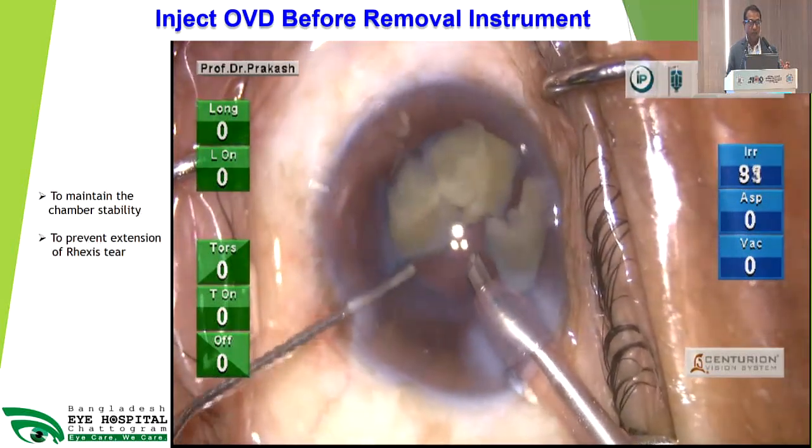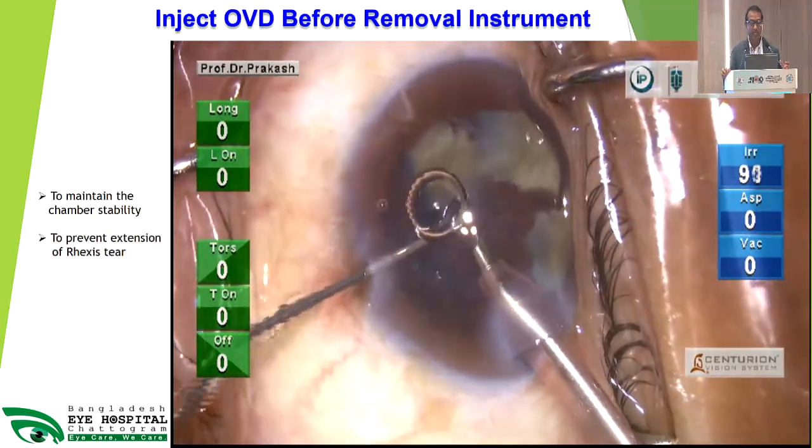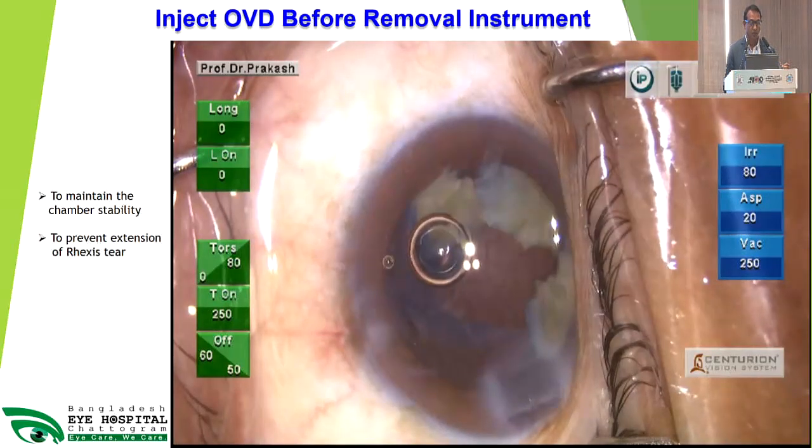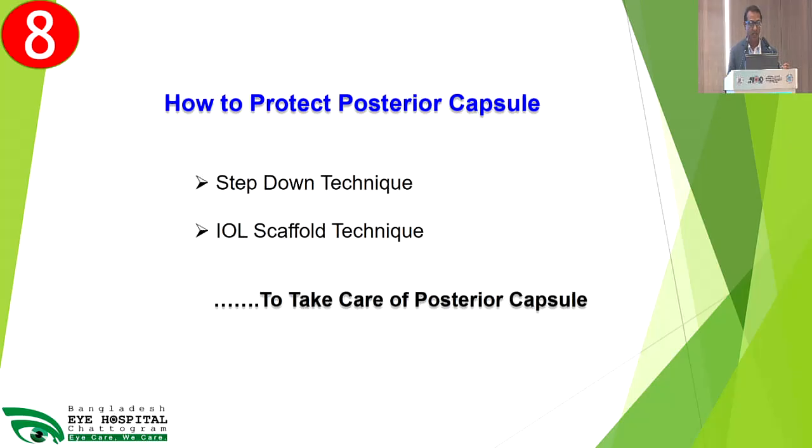It is also important to inject OVD before taking out the phaco probe to maintain the stability of the anterior chamber and prevent further extension of the tear. And it is equally important to take care of the posterior capsule, and one option is the step-down technique, another is the IOL scaffold.